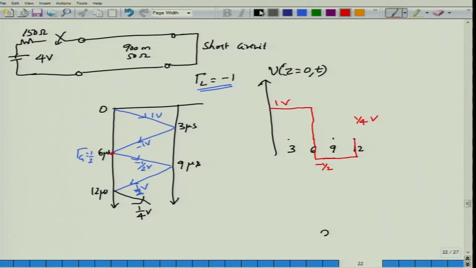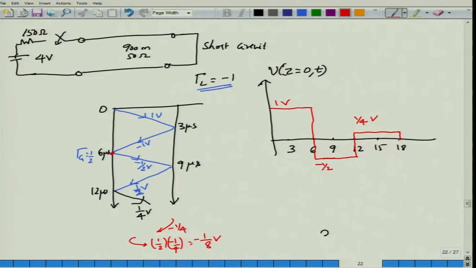Okay, so let me redraw this one. So at 18 microseconds, so this is 12, let us say this is 15, so this is 18, and there was a plus 1 by 4 voltage generated and propagated at 18. Because of the reflection at this point of minus 1 by 4, this would initially go to 0, but then minus 1 by 4 would be reflected further with a value of half multiplied by minus 1 by 4, which is equal to minus 1 by 8 volt. So it would just go slightly below, become minus 1 by 8 and eventually go up, and then keep doing this, reaching a steady state voltage of 0 volt.